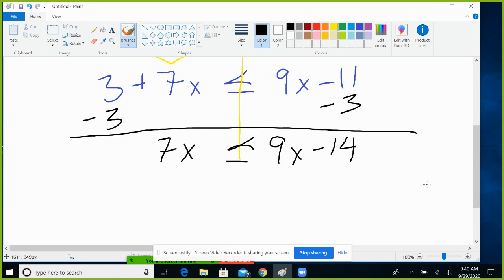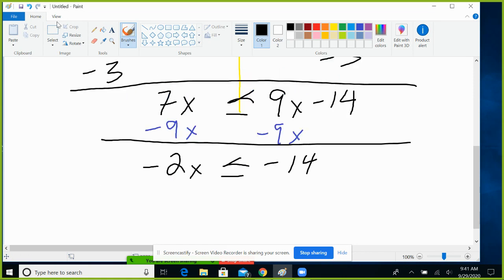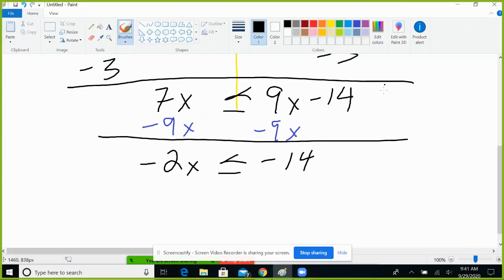All right, and Bree, what's my next step? Subtract 9x from both sides. And I have negative 2x is less than or equal to negative 14. Canyon, what's my next step? Divide both sides by negative 2.